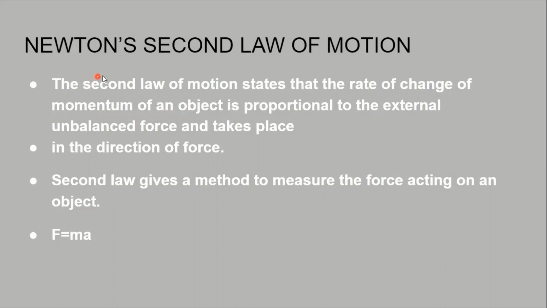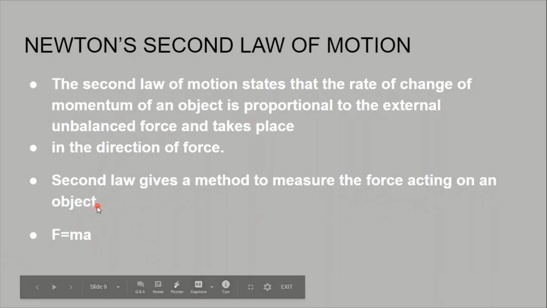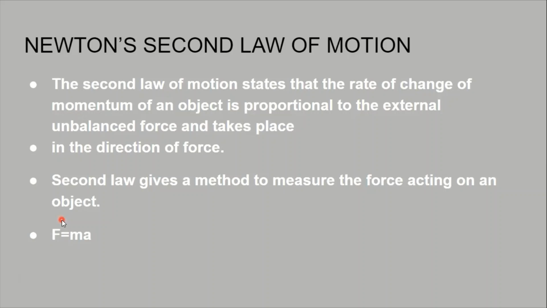Now let's see Newton's second law of motion. The second law of motion states that the rate of change of momentum of an object is directly proportional to the external unbalanced force and takes place in the direction of force. Second law gives a method to measure the force acting on an object. The mathematical representation of Newton's second law is F = ma, where F is force, m is mass, A is acceleration.